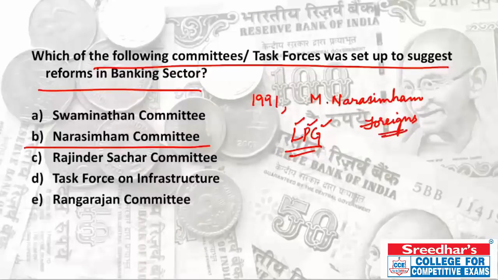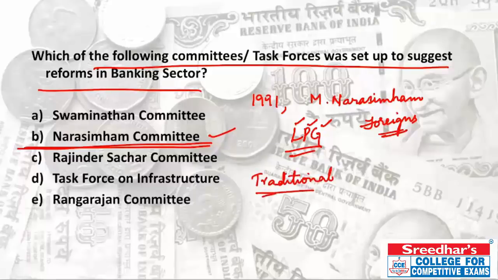Phone banking, net banking, everything was introduced at that time. So the entire system became more convenient, and time got reduced. Time was given more importance than money. So at that point of time, it was the Narasimham Committee's recommendations which were used for the traditional banking to be merged with liberalized banking. So which committee was set up to suggest reforms in the banking sector? It was the Narasimham Committee.